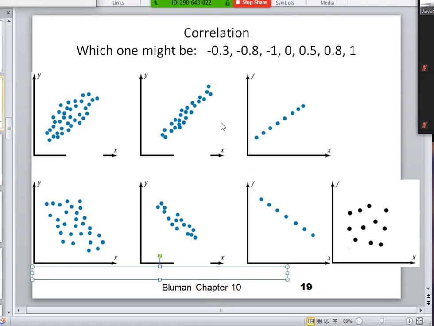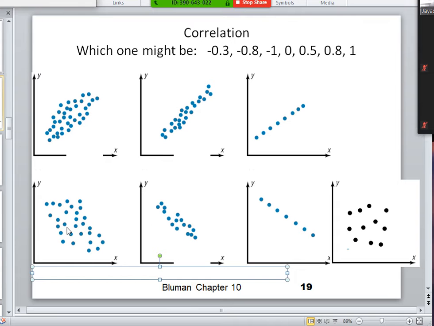And then we can look at these two. These two are both positive, so these are going to be 0.5 and 0.8. Which one is more like a line? I think this one's more like a line, right? So it means this one should be closer to 1. Since 1 is a perfect line, this one should be 0.8, because 0.8 is closer to 1 than 0.5 is, because it's more like a line. And this one would then have to be 0.5.